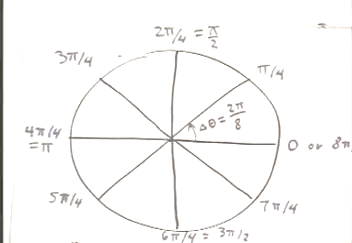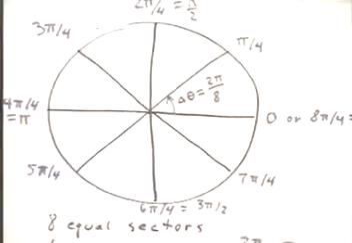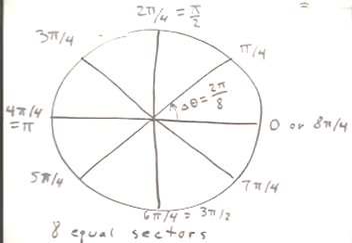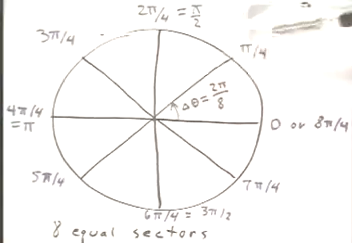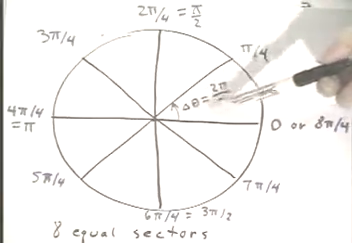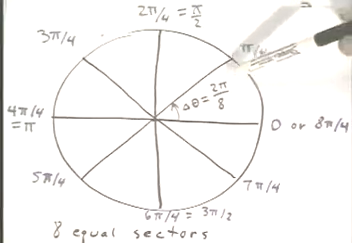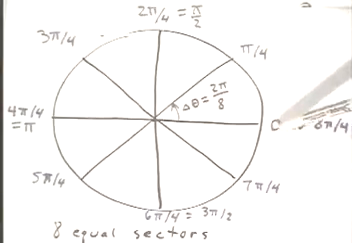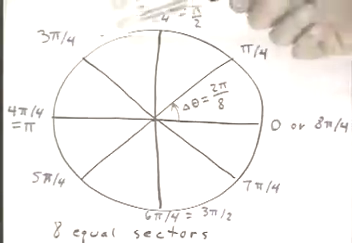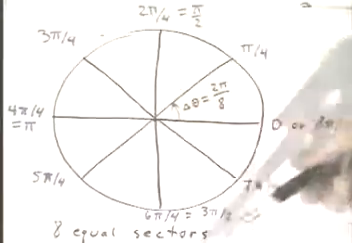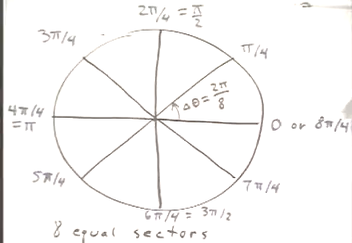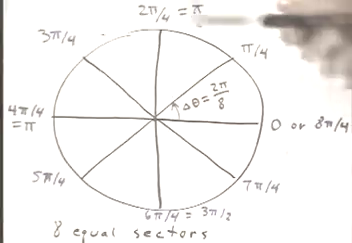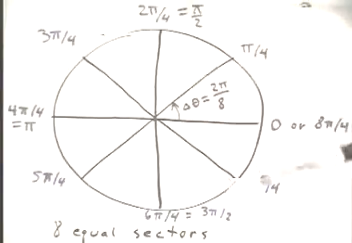We can do the same thing by dividing the circle into 8 equal sectors. Now, if you divide into 8 sectors, then each sector has a delta theta, an angular displacement of 2 pi over 8, which is of course pi over 4. So if we start at 0, we go to pi over 4, 2 pi over 4, 3 pi over 4, 4 pi over 4, and so on until we get around to 8 pi over 4, which is the same as 2 pi.